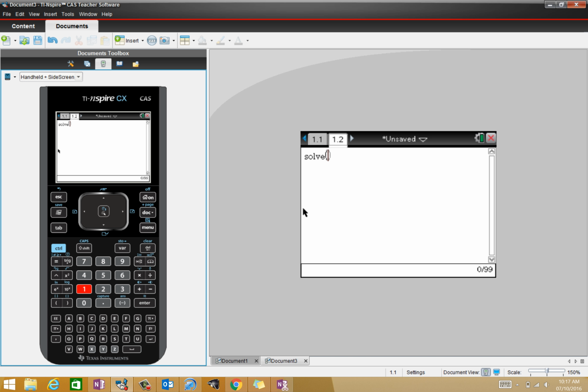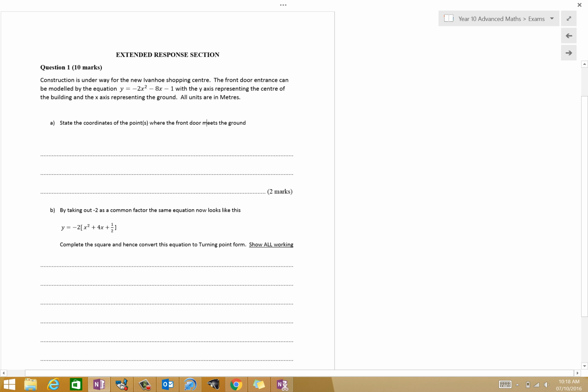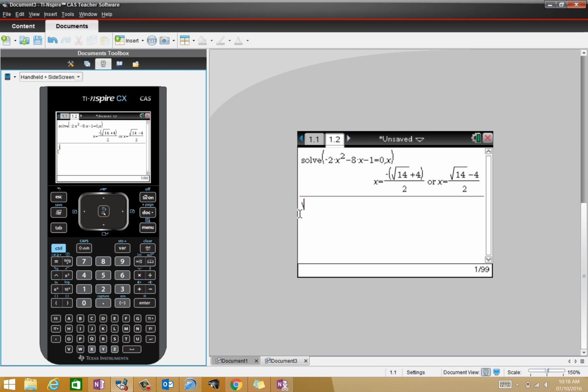Okay, thank you. Oh, so it's meeting the ground on x. Yes, exactly. So minus 2x squared minus 8x minus 1. Now we're solving for that equaling 0, comma x. Look at this. This is what your calculator will give you. It'll give you an exact value, whereas your graph screen will show you coordinates in decimals. We haven't asked you to do it to 2 decimal places, so I want the exact values, and your calculator has shown you that the exact values are negative root 14. It's pretty yucky looking.